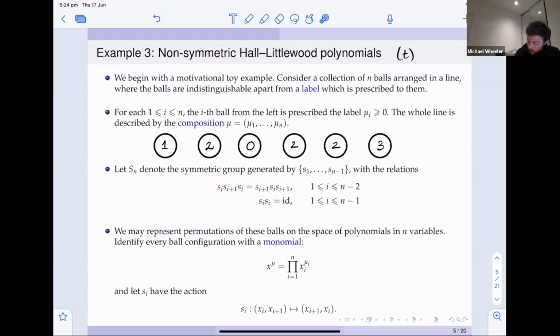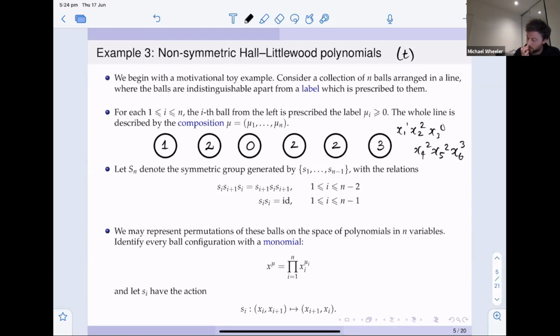Okay, so we can represent permutations of the balls in terms of the space of polynomials in n variables. And the identification is something completely trivial. All you do is you replace your configuration of balls by a monomial. So for the example that we've done up here, we would have 6 variables, and I would put here x1 to the 1, x2 to the 2, x3 to the 0, x4 to the 2, x5 to the 2, and then x6 will be cubed.